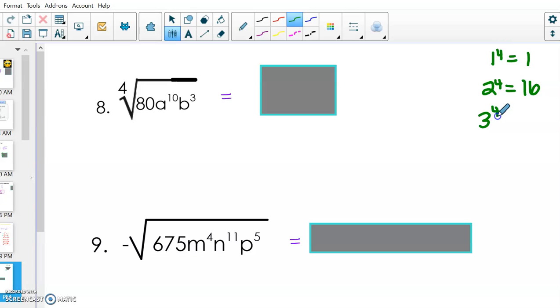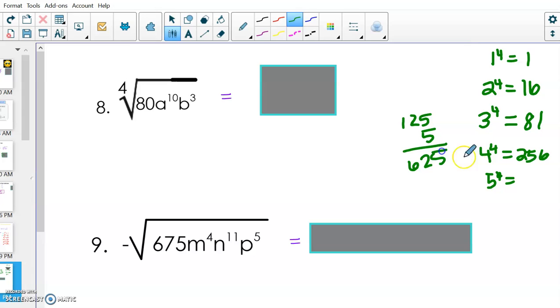Let's see, 3 to the 4th power. 3 to the 3rd power is 27, times 3 again gets you 81. 4 to the 4th power, we said 4 to the 3rd on the last slide was 64, times 4 again is 256. 5 to the 4th power, 5 to the 3rd power was 125, times 5 again would get you 625. All right, so do any of these go into 80? 16 does. So we could rewrite this as the 4th root of 16 times the 4th root of 5, because 16 times 5 is 80.